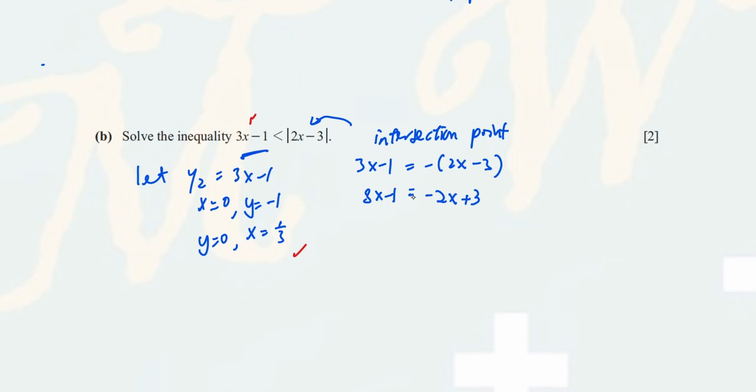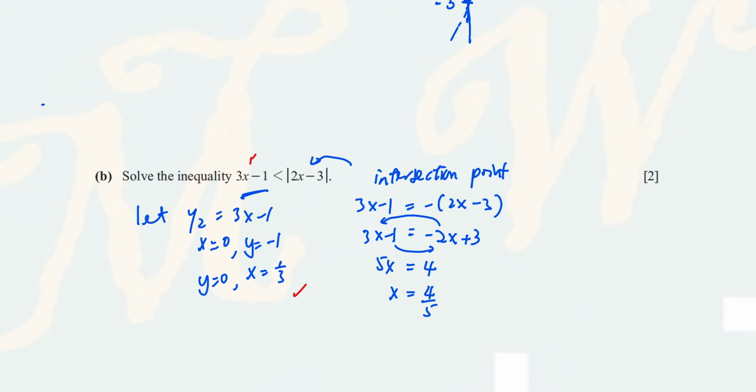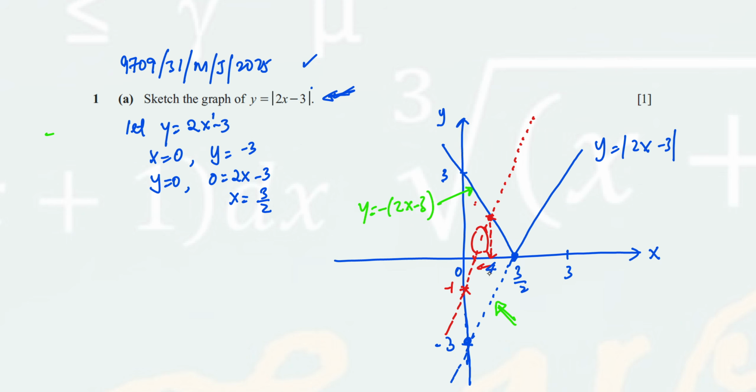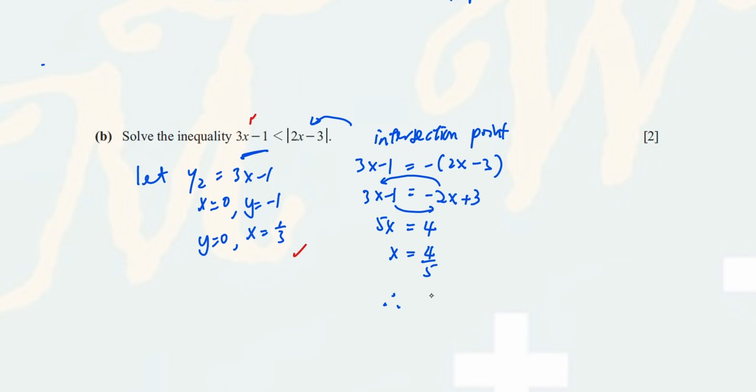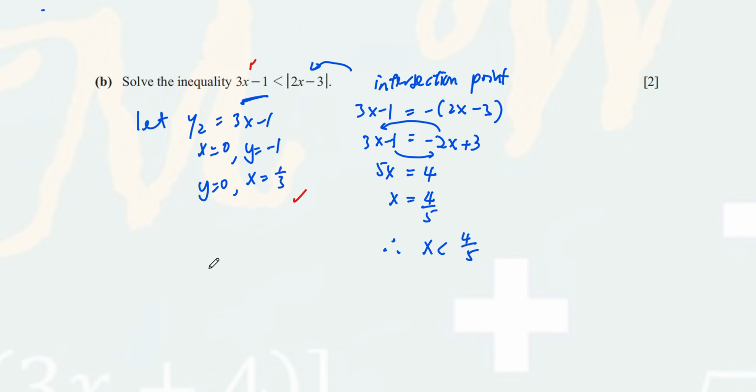Then the left side remains. And now the x will be grouped to one side. Therefore, 3x plus 2x becomes 5x. Then for the other side, it will be positive 3. This minus 1 moves to the other side and becomes 4. So I will be getting x equals to 4 over 5. Which means I know that this is actually 4 over 5. And we know that to get the orange line less than the modulus graph, all your x must be less than that. Okay, so my solution is going to be x is less than 4 over 5. So done for the part B.